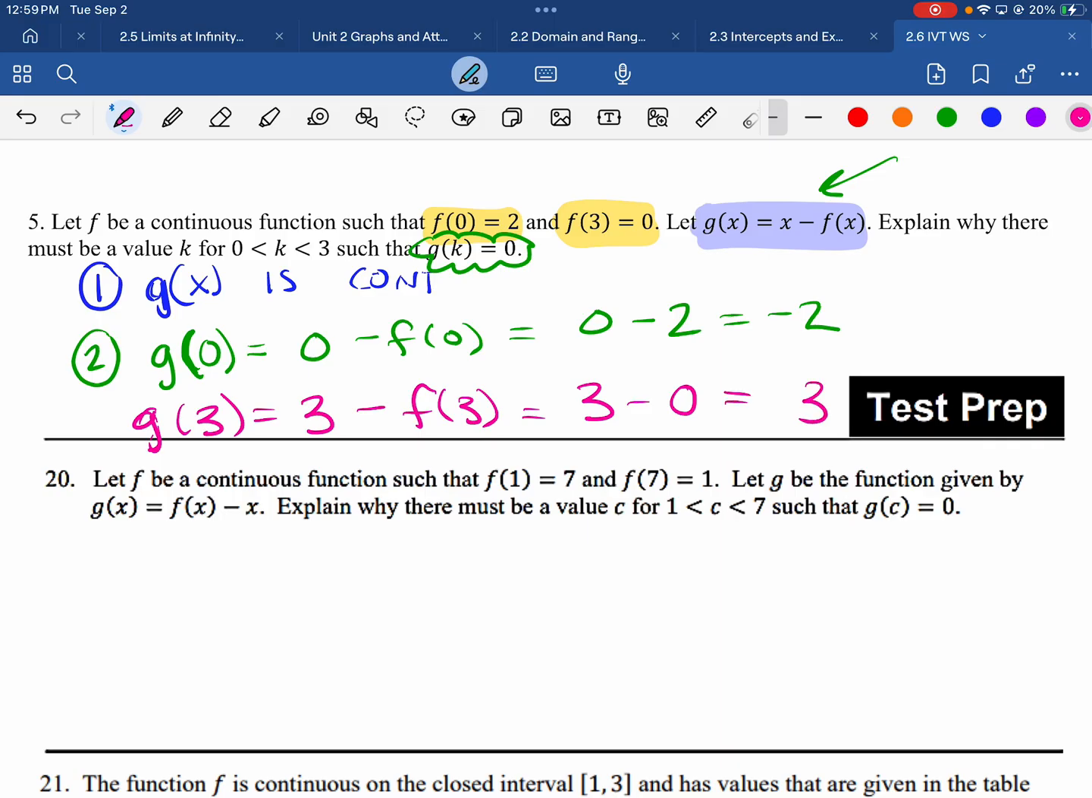So what number am I trying to prove exists? Is 0 between negative 2 and 3? Yes. So does it exist? Yes. So negative 2 is less than 0 is less than 3. So yes, by IVT. Does that kind of make sense? IVT? Okay.